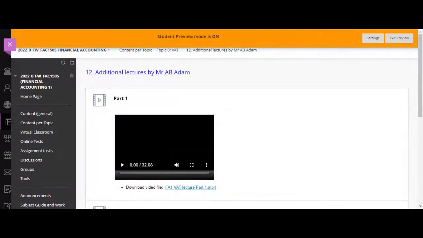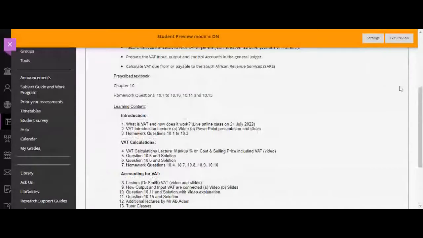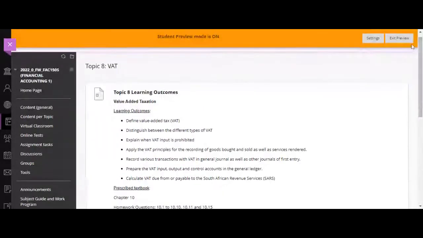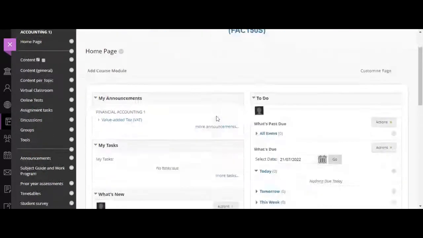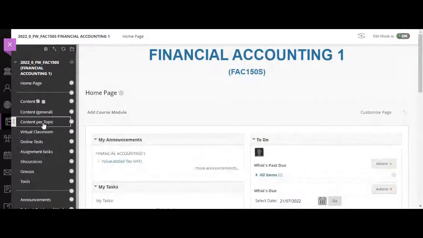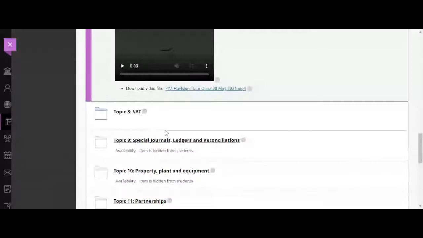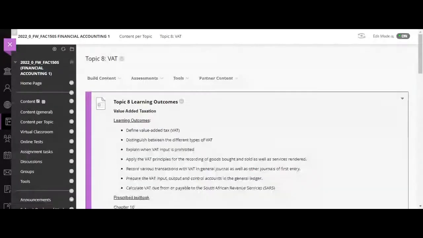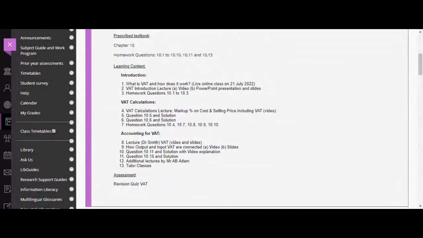Then if I can just go back to that folder, topic 8. There's one folder that you cannot see yet. I'm going to let you see it now. I just want to exit the preview. So let me just go to content per topic again and topic 8 value added tax again. The very top folder here is still hidden from you, but it will become available today. It is called What is VAT and How Does It Work?